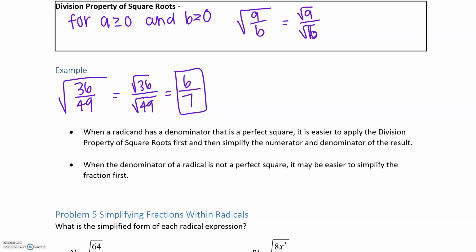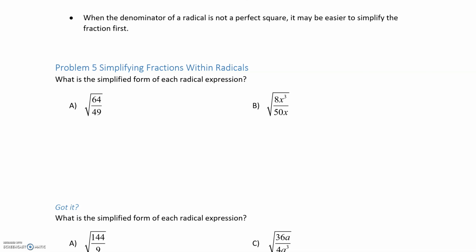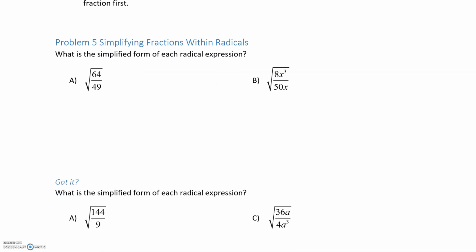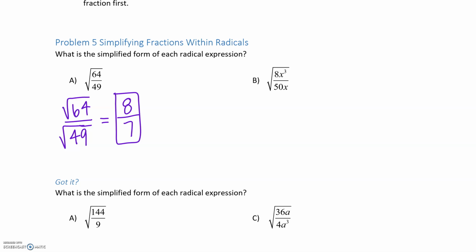When the denominator of a radical is not a perfect square, it might be easier to simplify the fraction before we use the division property, and you'll see that in this. So we have the square root of 64 over 49. I'm going to simplify this using the division property first. So we can make the square root of the top over the square root of the bottom. The square root of 64 is just going to be 8. And the square root of 49, we've already said, is just going to be 7. So that should be super simple.